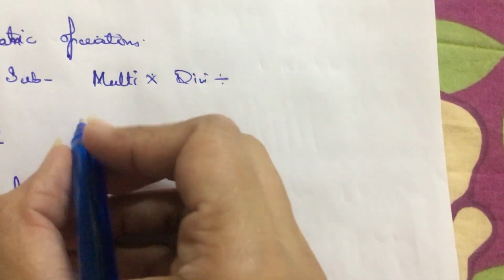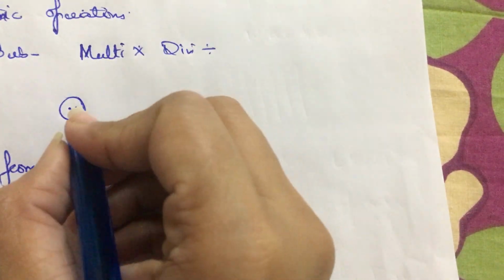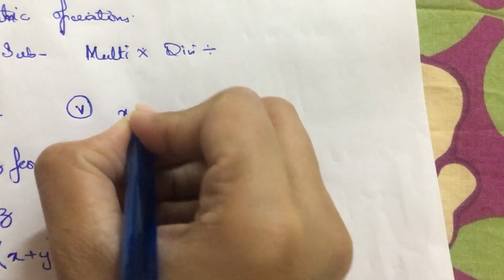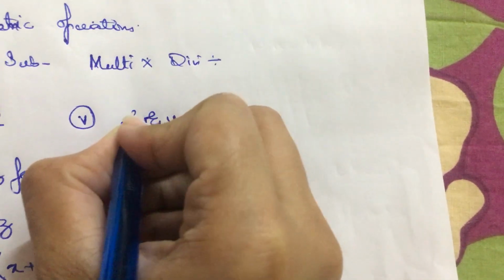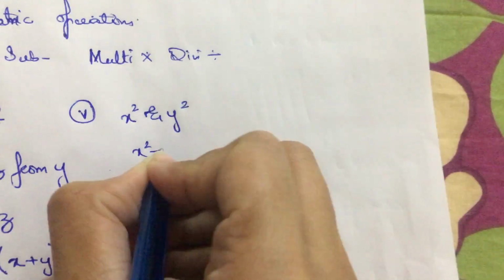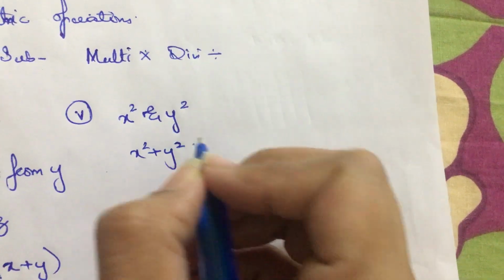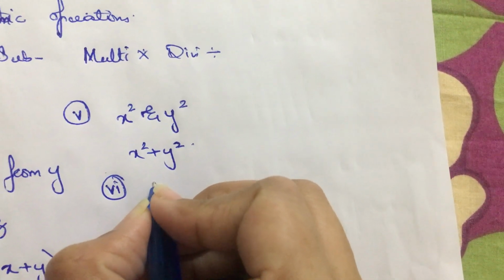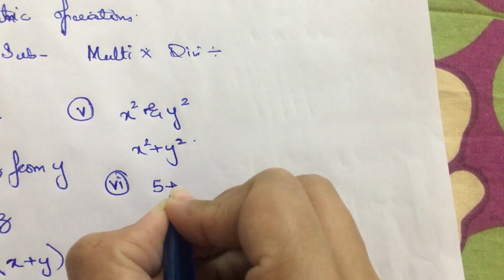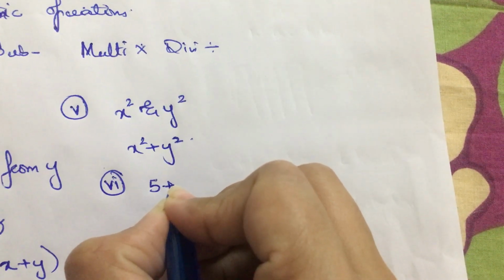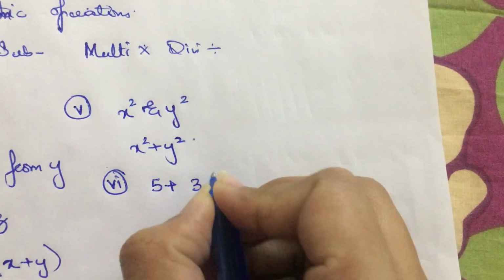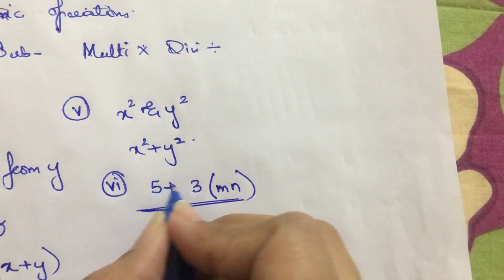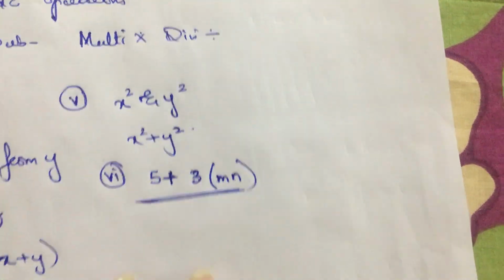Okay, going with the fifth one, it says numbers x and y both squared and added. X and y were both squared and then added, so x square plus y square is what you're going to write. Then the sixth one is number 5 added to 3 times the product of the numbers m and n. So this is how you're going to write it: number 5 is added to 3 times the product of m and n.